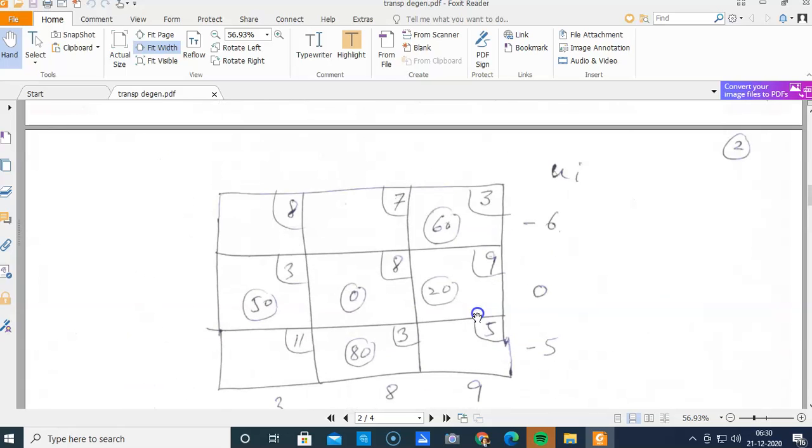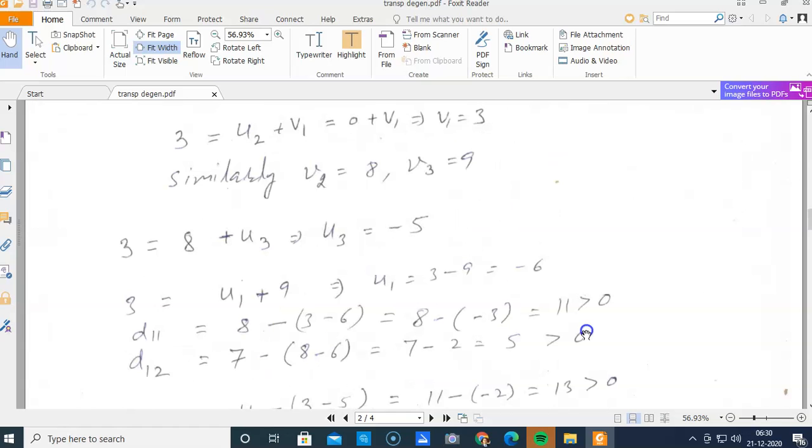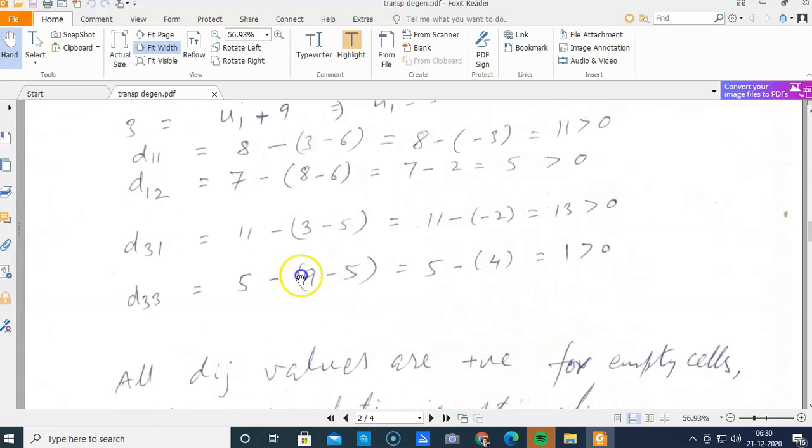Now the next step is to find out the Dij's for the empty cells. This cell, this cell, this cell, and this cell. So for empty cells, this D11, D12, D31, D33. The formula was Cij minus (Ui plus Vj). So we did that. You can see in those cells that for D11, C11 was 8 and U1 was minus 6 and V1 was 3. And likewise we did all these computations, and we found that all these are positive.